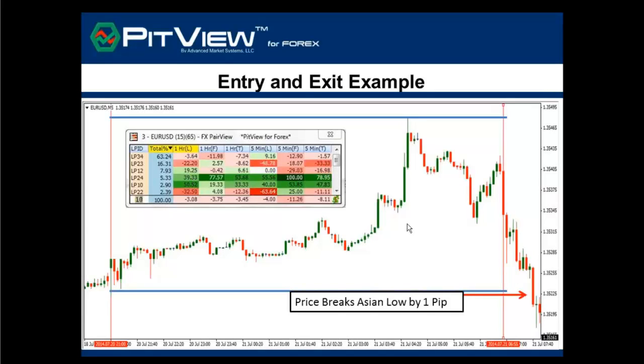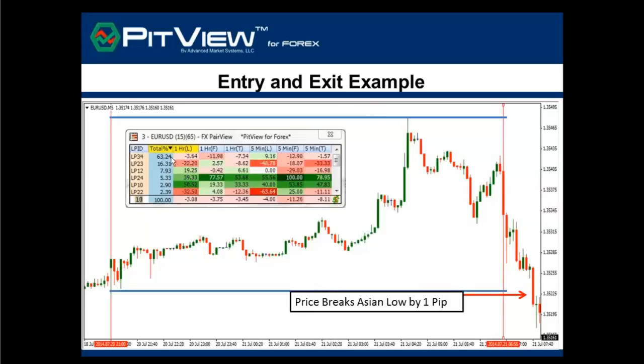Now, in the old days, before I saw PairView, what I would do is blindly take that sell entry. Just price broke the Asian low, it's consolidated during the Asian session, so I'm going to go ahead and take a sell entry on this. However, that would often lead to that whipsaw effect that could occur on some of my losing trades.